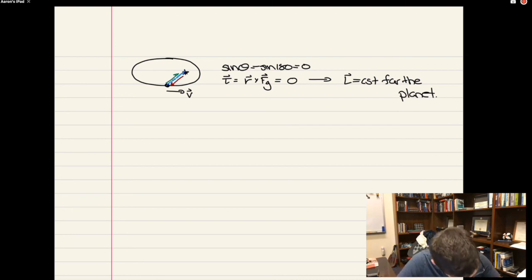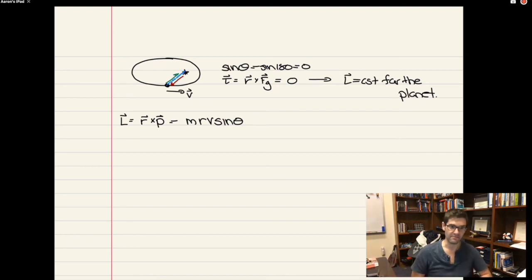So let's see. We could look at the angular momentum, which is r cross p, the momentum of the planet as it goes around the sun. This is the same thing as m r v sine of theta. Momentum is just mv. r is this distance. This drawing is getting kind of busy. Let me redraw.